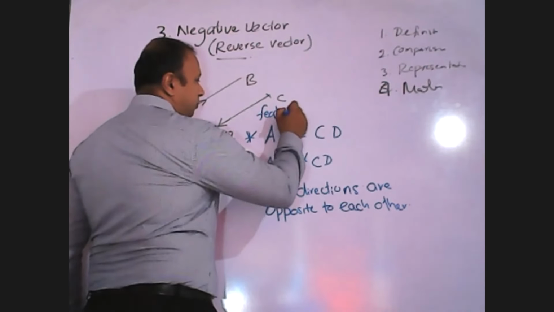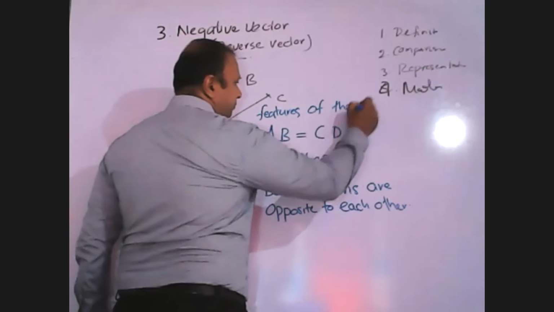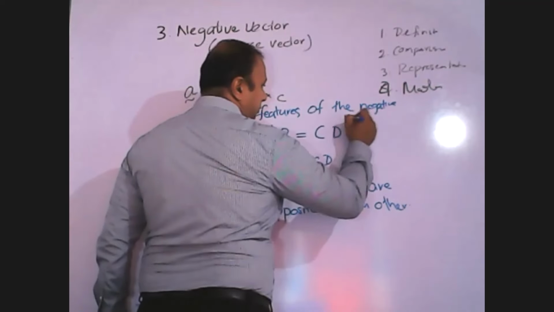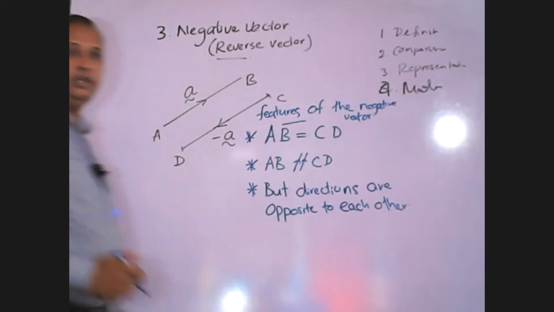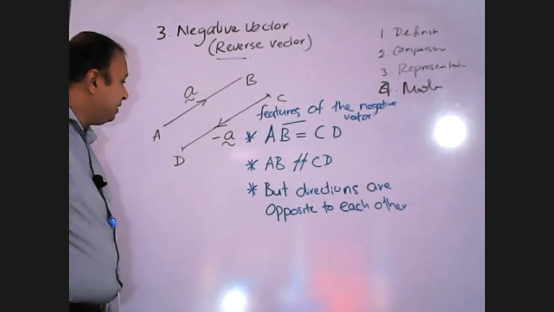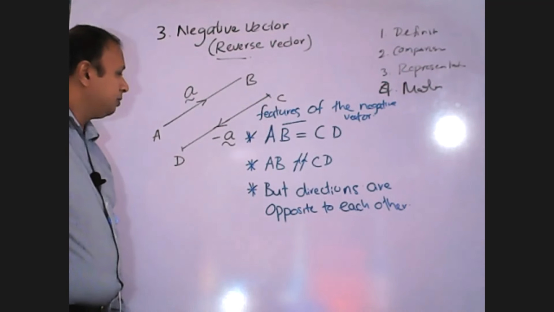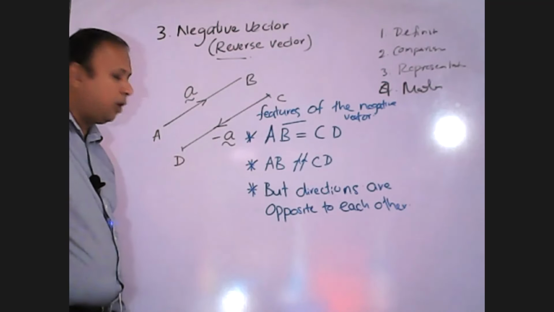Features of the negative vector. AB and CD are equal. AB should be parallel to CD, but the direction, meaning the arrowhead directions, is opposite to each other.